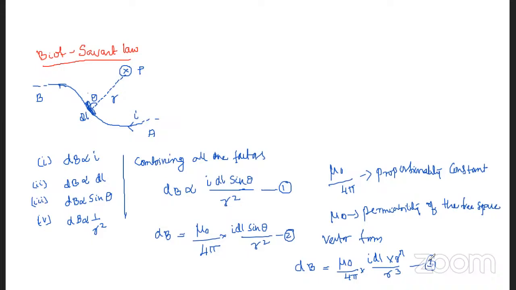So from that we have dB equals mu naught by 4 pi into I dl sine theta by r square. That can be represented in vector form as mu naught by 4 pi into I dl r cap by r cube. Here r cap is nothing but the unit vector in the direction of the line drawn from the current element dl to the point of observation P. This is known as the position vector. So the resultant field at P can be obtained.